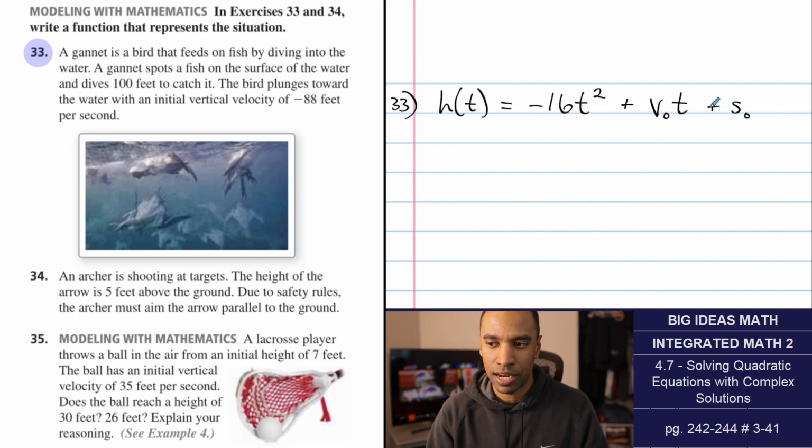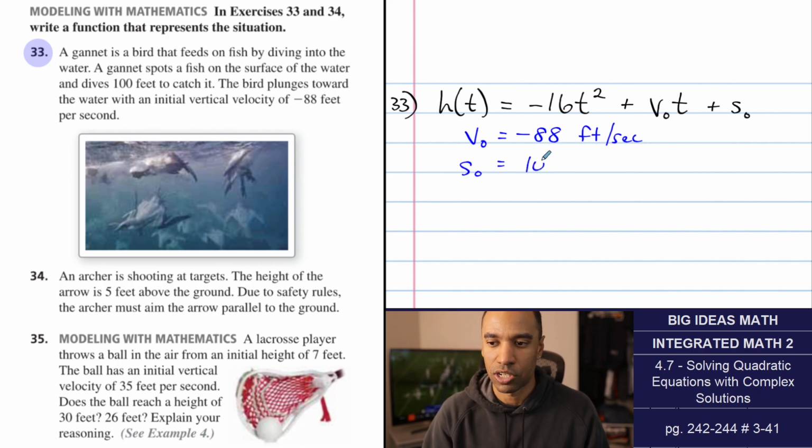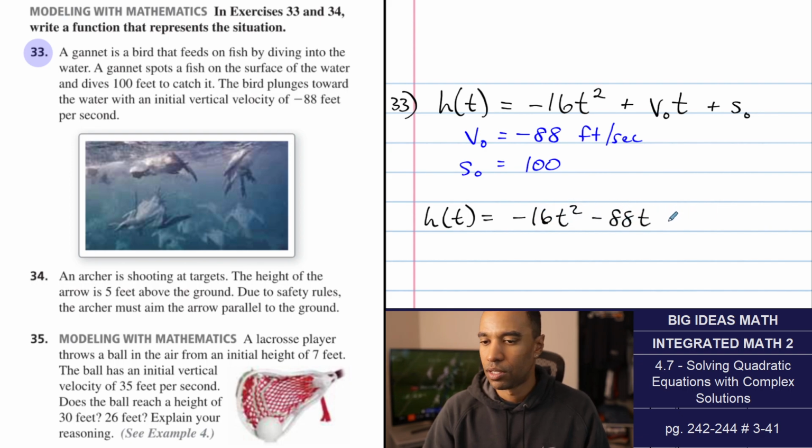Basically, the idea, we need initial velocity, we need initial height. So your initial velocity in this case is negative 88 feet per second. That's the initial. Negative 88 feet per second. And then the s naught, the initial height, it says it dives 100 feet to catch it, so that's 100. So the final equation should be h of t equals negative 16t squared minus 88t plus 100.